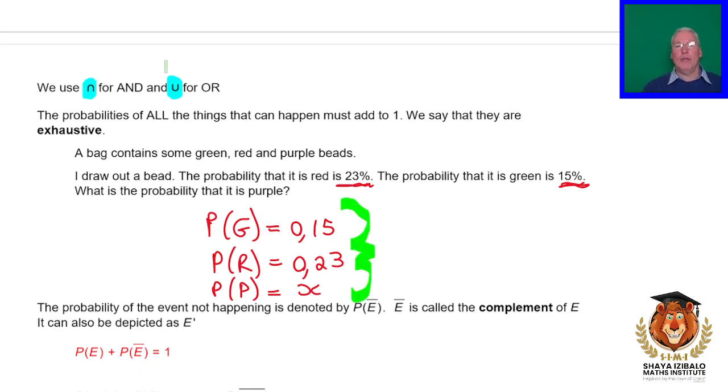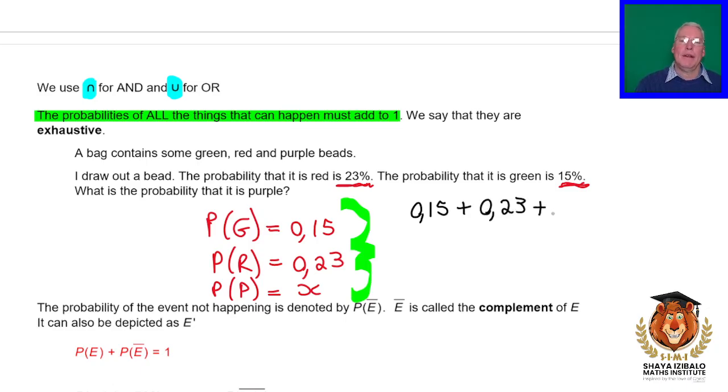They must add to 1, because there's nothing else that can happen. So we're going to read this again. The probabilities of all the things that can happen must add to 1. We can't get a yellow bead. There are no yellow beads. The bead either has to be green or red or purple. So we now know that if we add all these things up, 0.15 plus 0.23 plus X, that must come to 1.